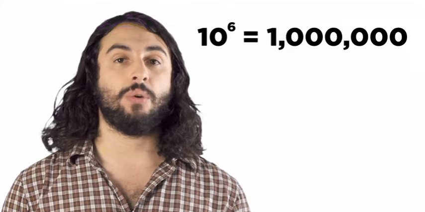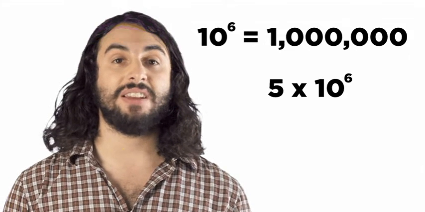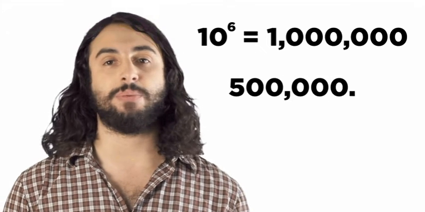10 to the sixth, or a 1 with 6 zeros, is a million. So 5 times 10 to the sixth is 5 million. We can get this by moving the decimal over 6 times, adding zeros if we need to.